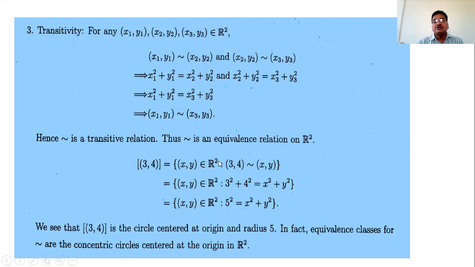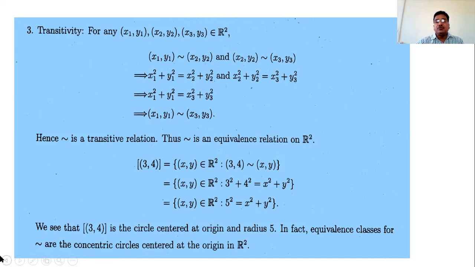So (x, y) belongs to R2 such that (3, 4) is related to (x, y), or (x, y) is related to (3, 4). What does it mean that (3, 4) is related to (x, y)? It means 3 square plus 4 square is equal to x square plus y square. What is 3 square plus 4 square? 3 square is 9, 4 square is 16, and 16 plus 9 is 25, which is 5 square. So x square plus y square is equal to 5 square. Geometrically, what is this? It is the equation of a circle with center at the origin, whose center is (0, 0), and radius is 5.